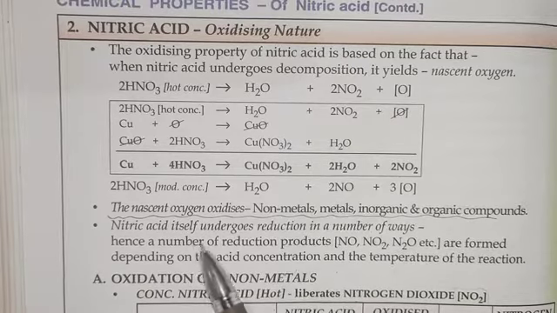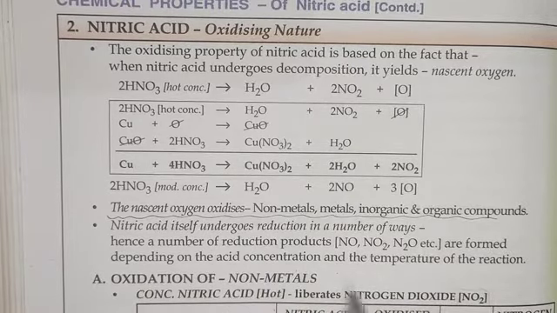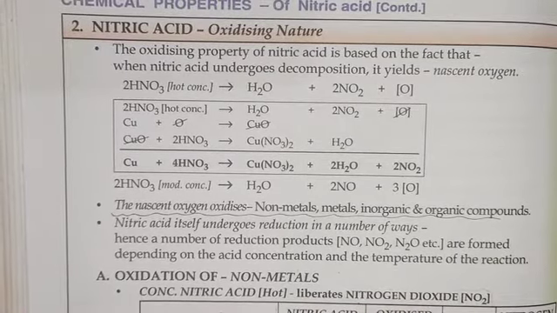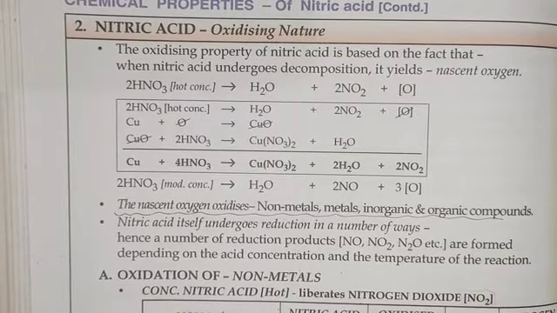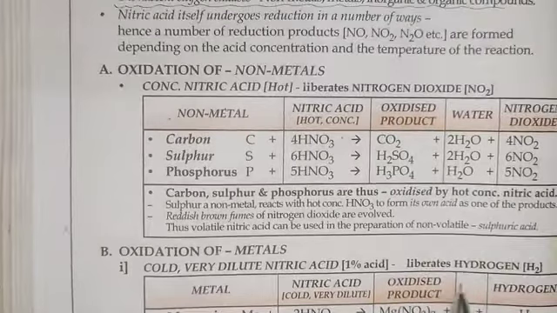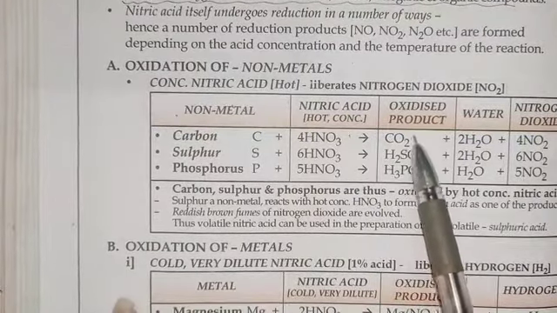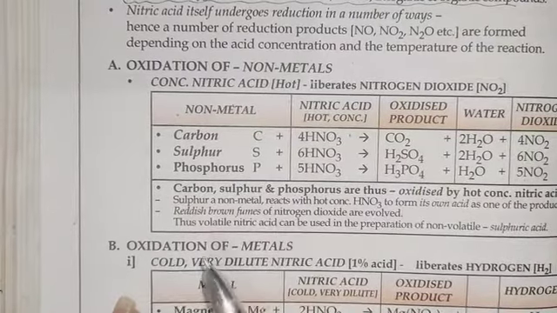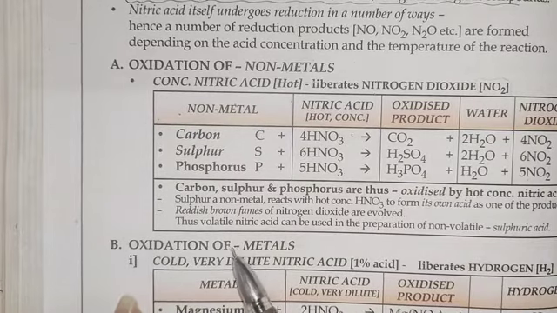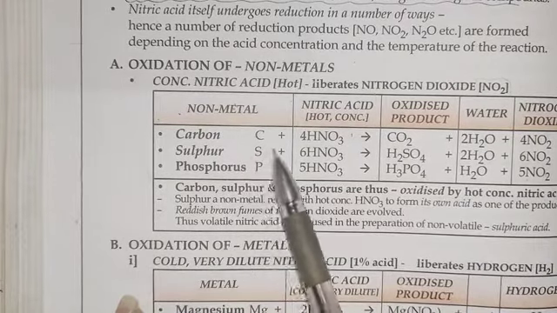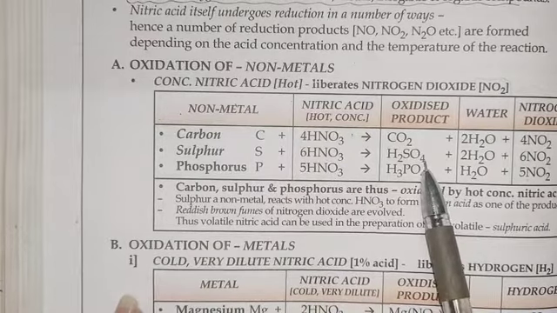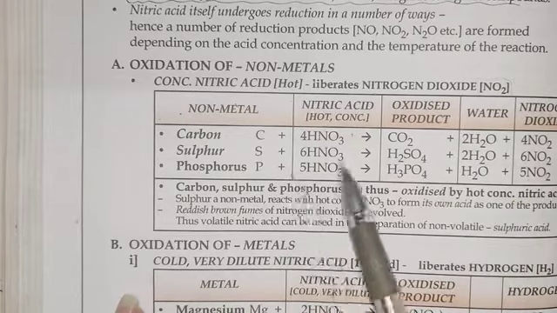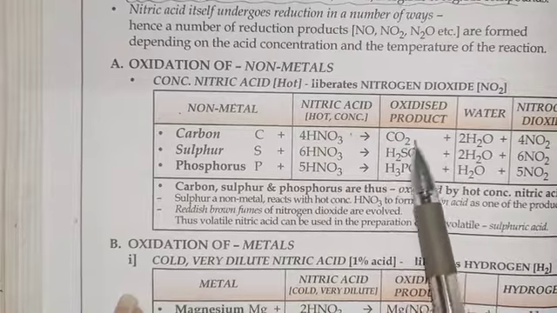Nitric acid has a volatile nature, and it also undergoes reduction in a number of ways, forming reduction products like NO, NO2, N2O, etc. It depends on the acid concentration and the temperature of the reaction. Now, oxidation of non-metals: carbon plus HNO3 gives the oxidized product carbon dioxide, water and nitrogen dioxide. Similar reactions occur with sulfur and phosphorus also. Sulfur reacts with HNO3 and produces H2SO4, sulfuric acid, H2O and NO2. So this volatile nitric acid can be used in the preparation of non-volatile sulfuric acid.